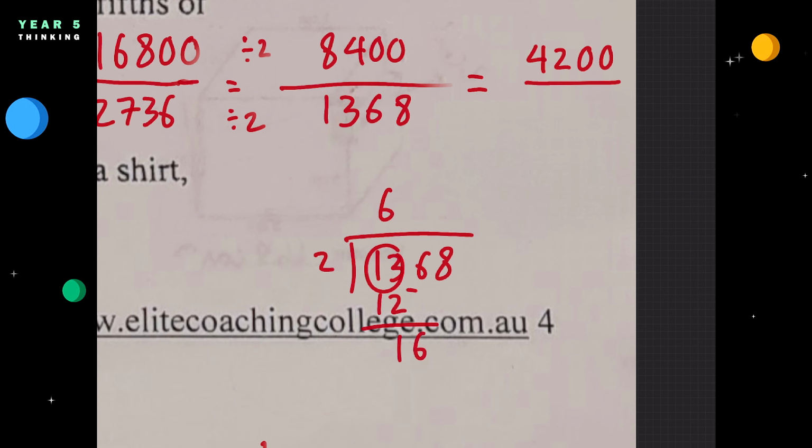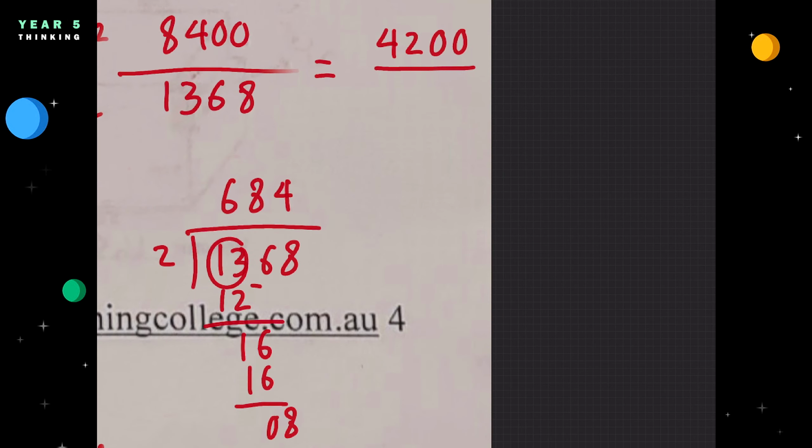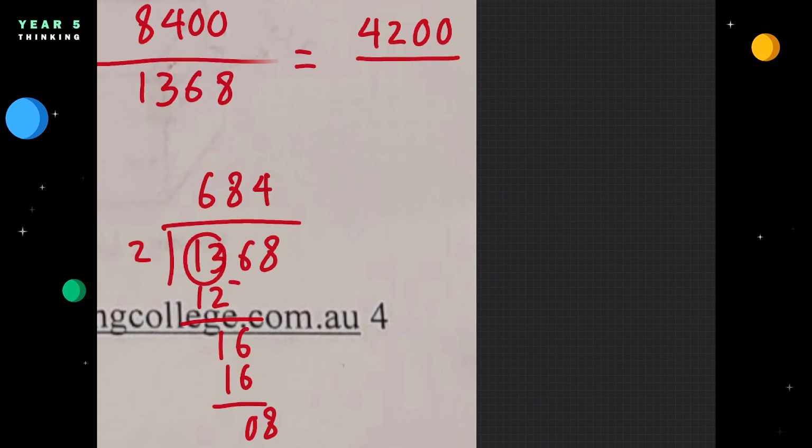Bring the 6 down. 16 divided by 2 is 8. 2 times 8 is 16. No remainder. Bring the 8 down. 8 divided by 2 is 4. Okay, so that's 2 times 4 is 8 and no remainder. So the answer is 684.